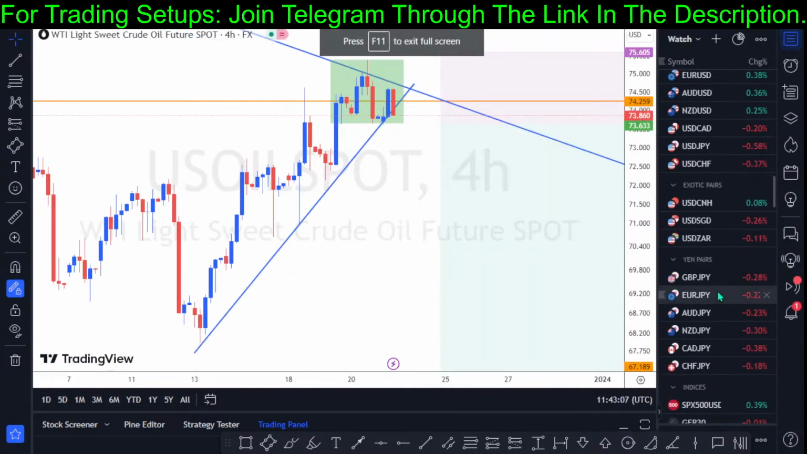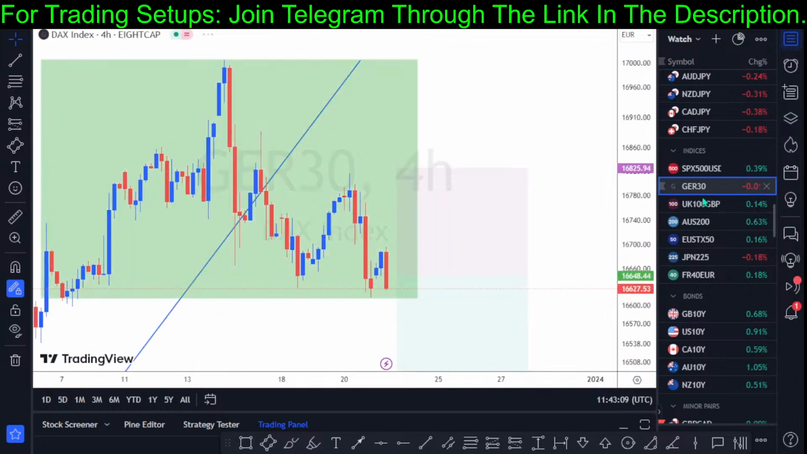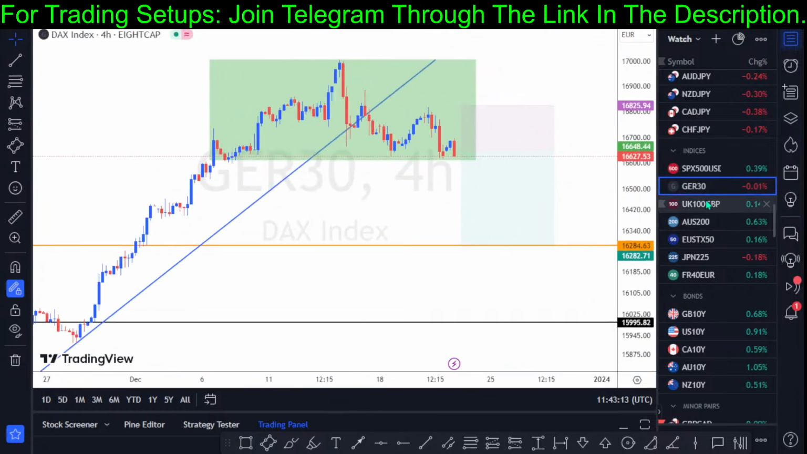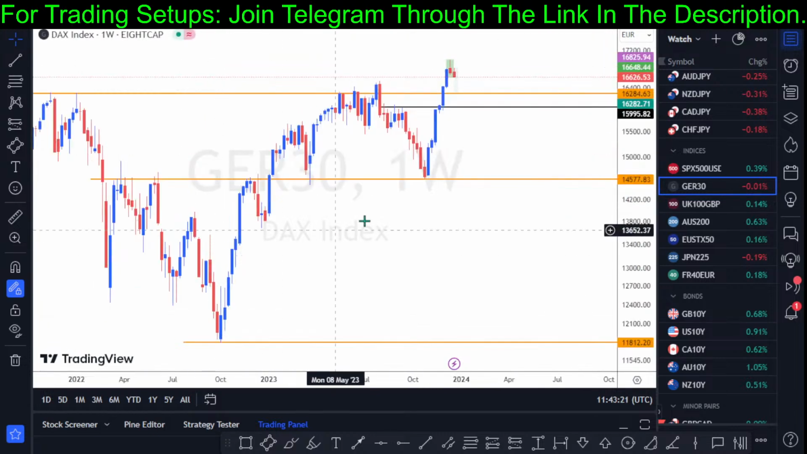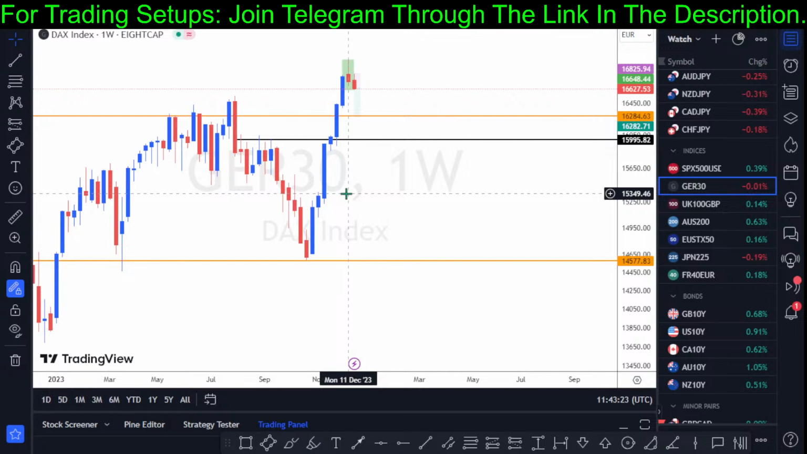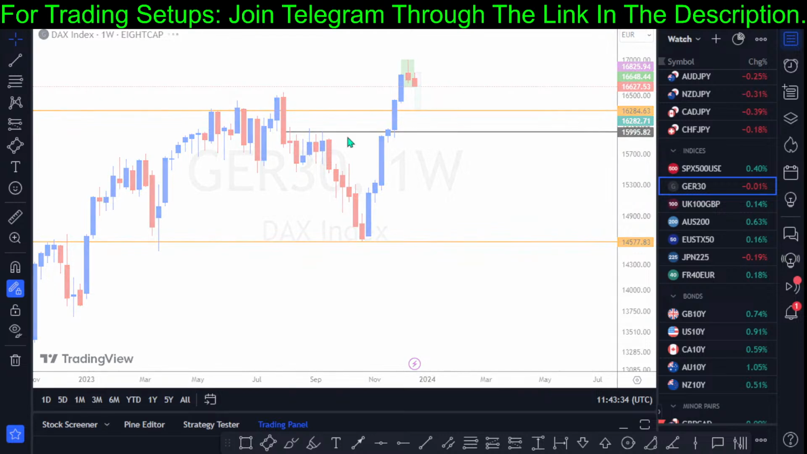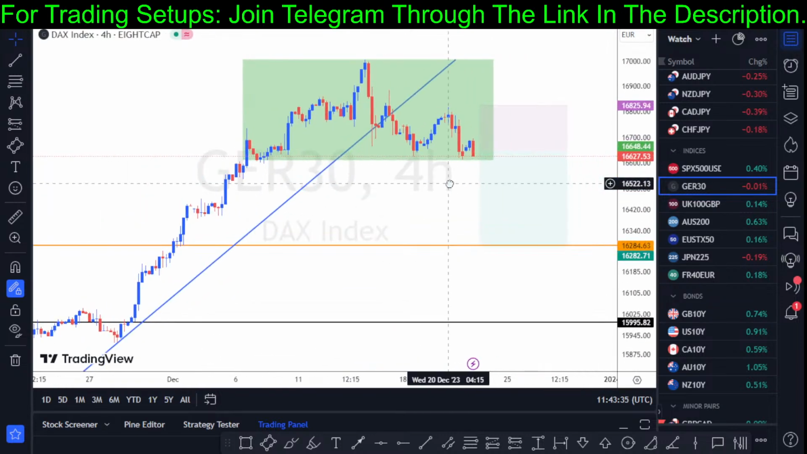And the German 30, waiting for the neckline to break. But I prefer the US oil trade setup to German 30. I prefer to take the trade on US oil. Why? First, the German 30 is on a strong bullish aggressive rally, so its reversal is risky. If you want to take a reversal based on the strong bullish aggressive rally we have on the weekly chart, then it is risky. That means you have to reduce your position size, and then it's a very risky setup.